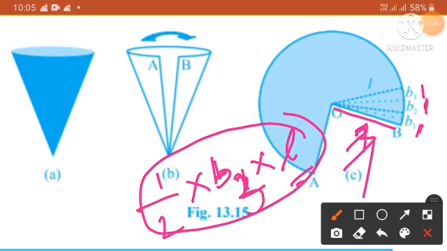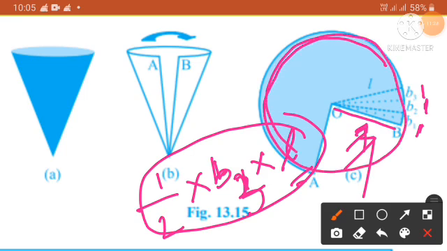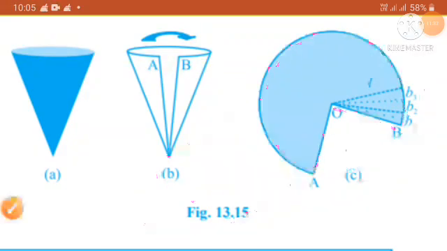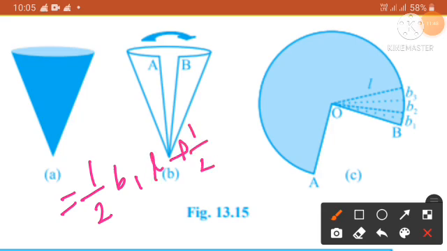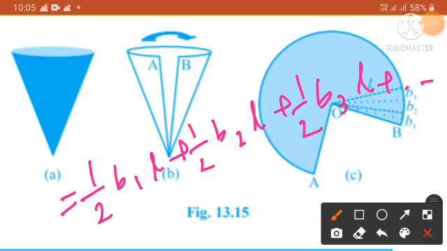Now the area of the entire piece of paper will be the sum of these individual areas of the triangles. Okay, so what will it be? The area of the entire piece of paper will be the sum of areas of all the triangles built here. So it will be half B1L for the first, half B2L for the second, half B3L for the third, and so on.